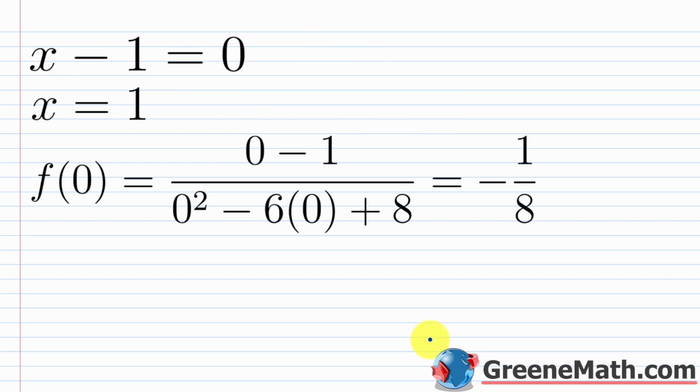Now, in terms of your x-intercept, because you're only going to have one here, you take your numerator, which is x minus 1, you set that equal to 0, and you solve. So you get x equals 1. So the x-intercept is going to occur at (1, 0). Then for your y-intercept, you're going to plug in a 0 for x. So f of 0 would be equal to 0 minus 1 over 0 squared minus 6 times 0 plus 8. So if you simplify, this would be equal to negative 1/8. So your y-intercept occurs at (0, negative 1/8).